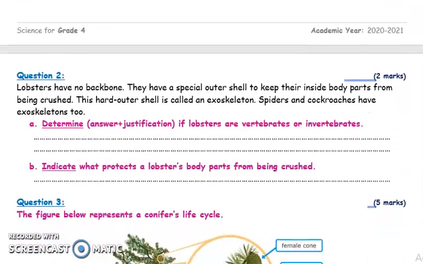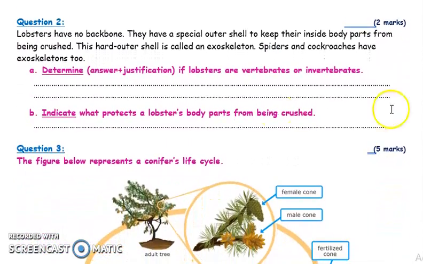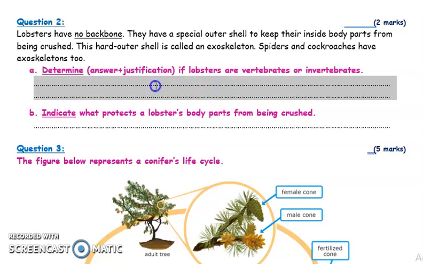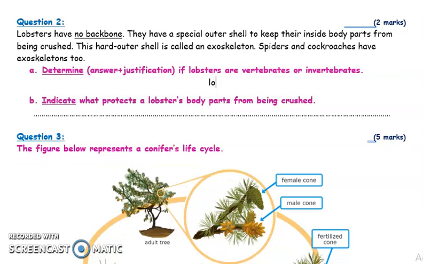Question number 2. Lobsters have no backbone. They have no backbone. So are they vertebrates or invertebrates? Are lobsters vertebrates or invertebrates? Lobsters are invertebrates. That's right.